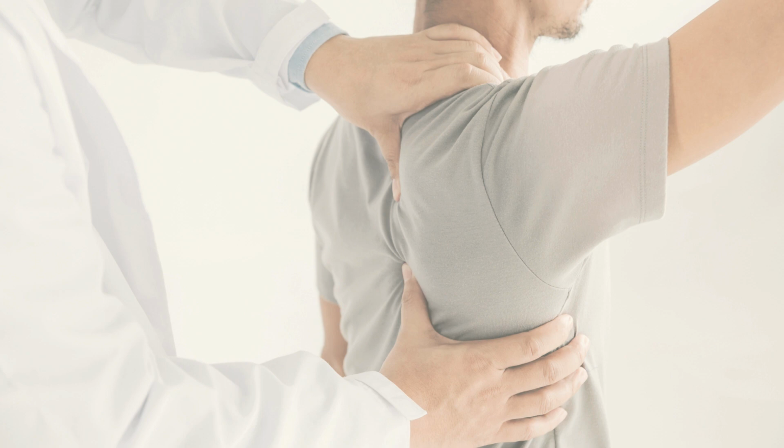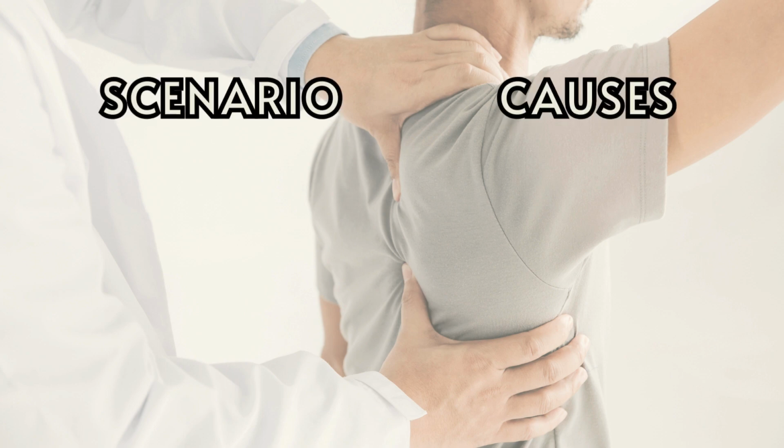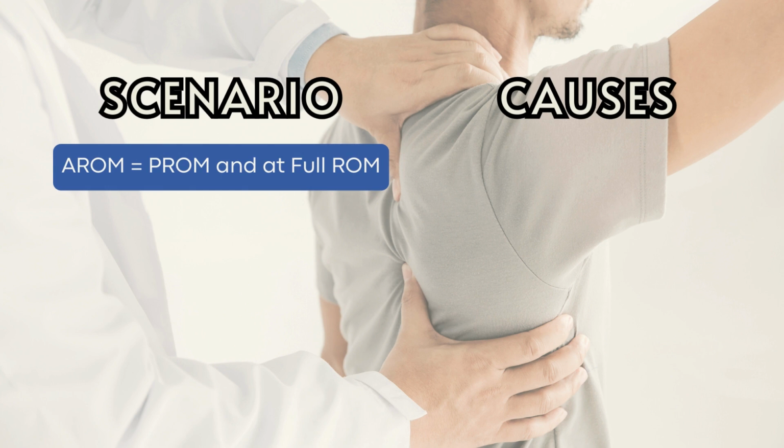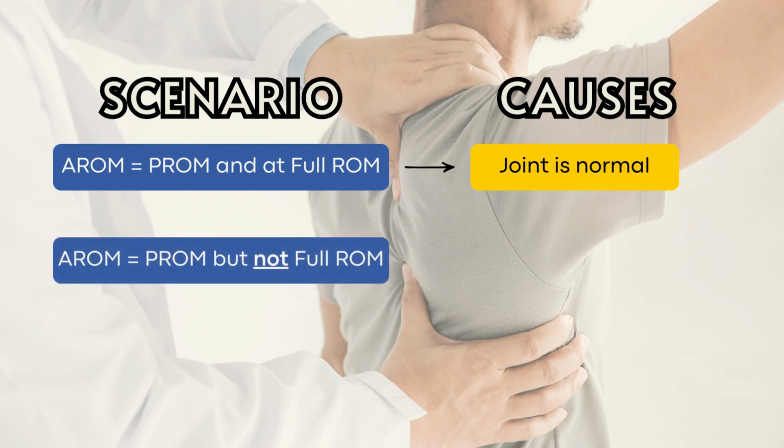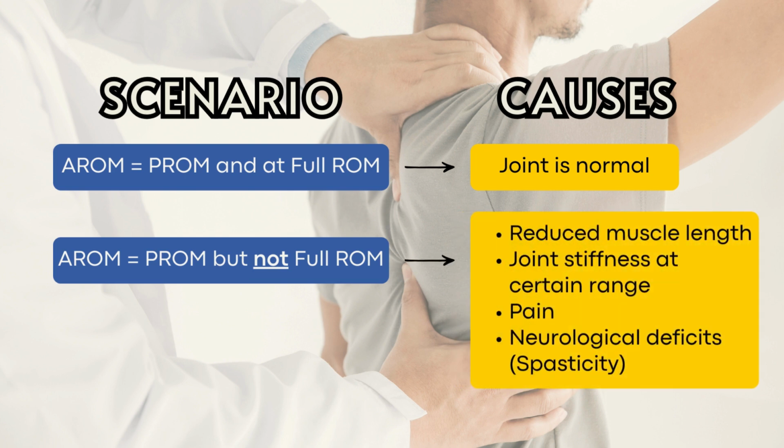Now coming to some scenarios that you may face in the clinical setting. If the active range of motion and the passive range of motion are equal to each other and it's full range of motion, then this means that the joint is normal. For another situation where the active and passive range of motion are the same, but not at full range of motion, then these could be the probable reasons why that is happening.